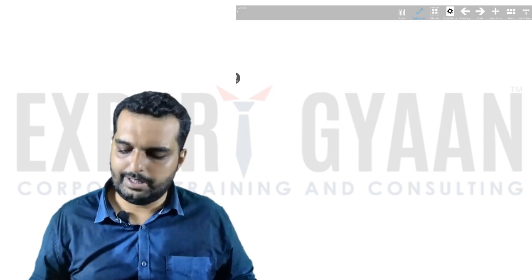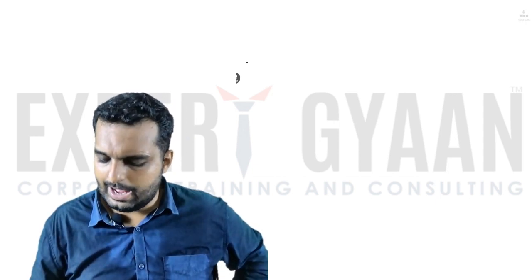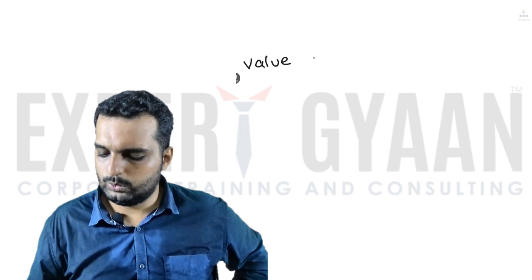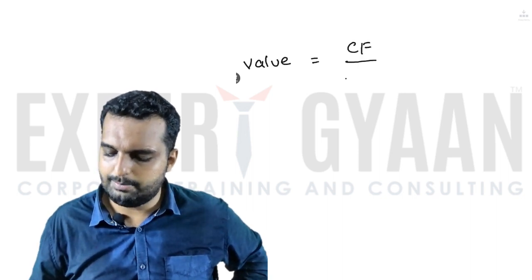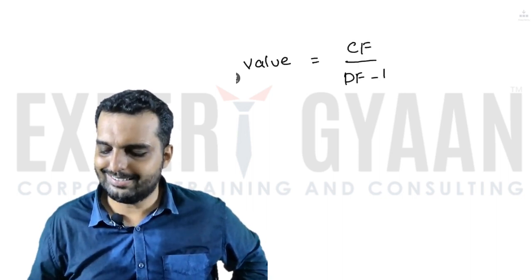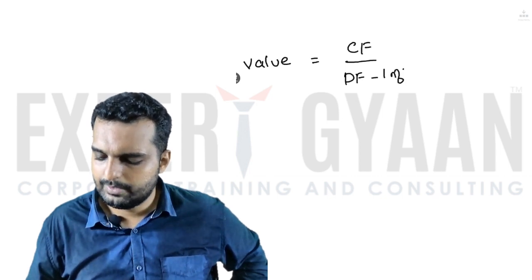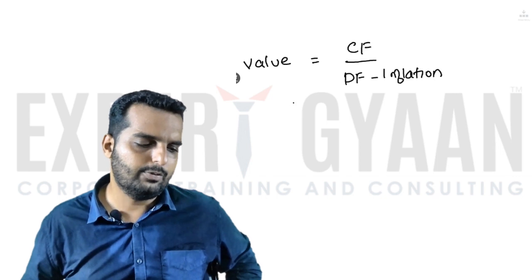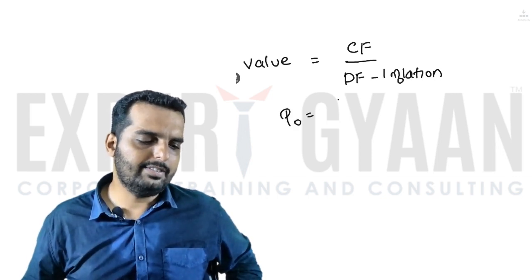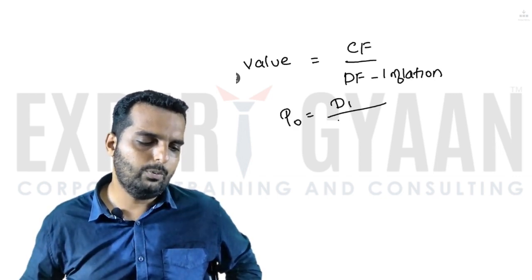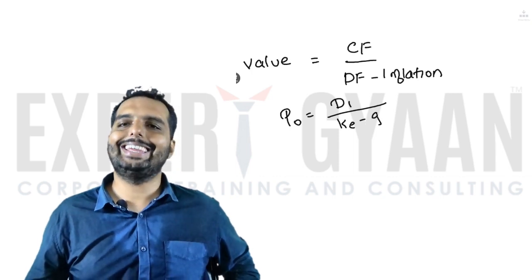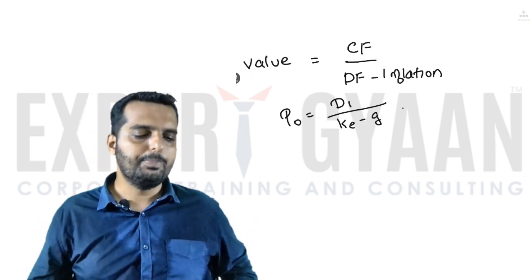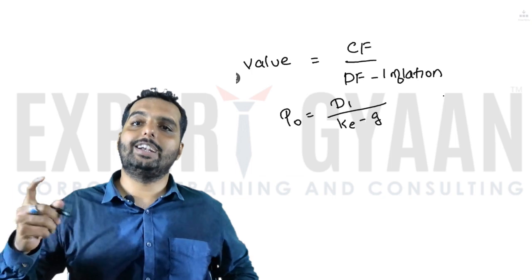So do we already know the formula for perpetuity, friends? Yes, we learned it in the basics. We learned that value is equal to cash flow divided by discount factor minus inflation. We can call it inflation or we can call it growth. Therefore, here the formula will go like this: P0 is equal to D1 divided by KE minus G, where D1 is dividend next year.